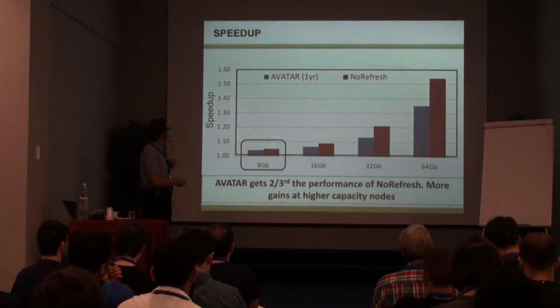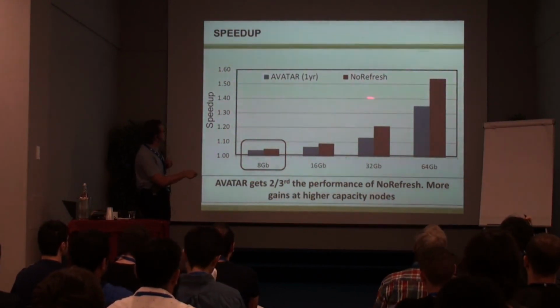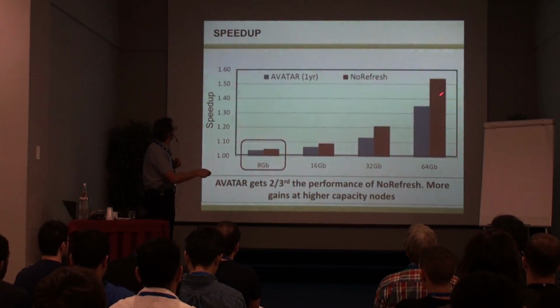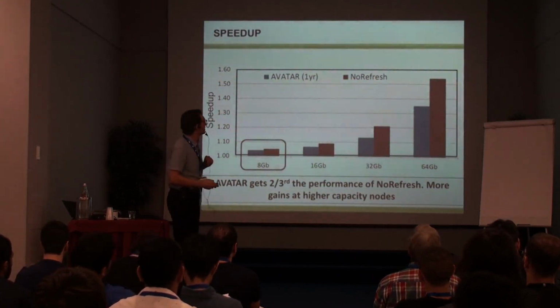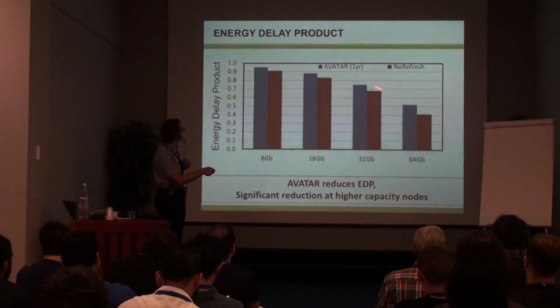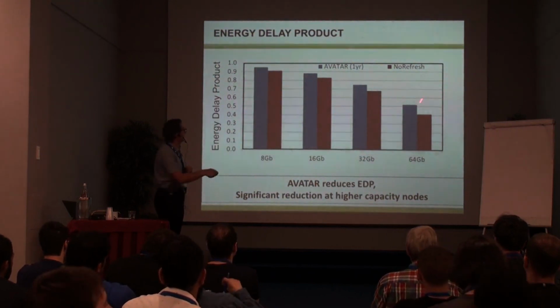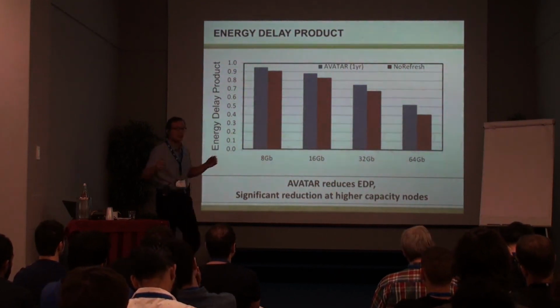So what are the benefits of this? This is actually the performance benefits. In a 64 gigabit chip, you get about 35% performance improvement with Avatar over the course of a year. And the no refresh case is still a higher performance improvement. So there's still a gap, basically. There's still things you can do to improve performance. And this is the energy delay product that you get with Avatar. Again, over a year, this is what you get. But you can read the paper. Basically, you reduce energy delay product, and especially at higher capacity nodes, you get much better trade-offs.